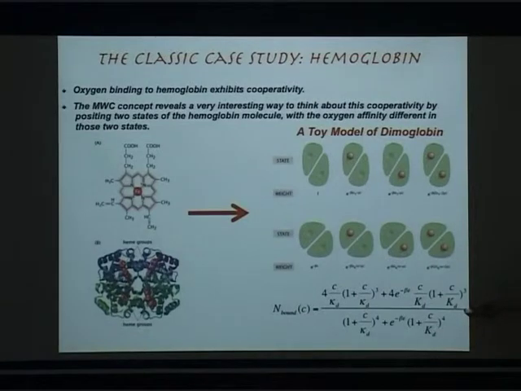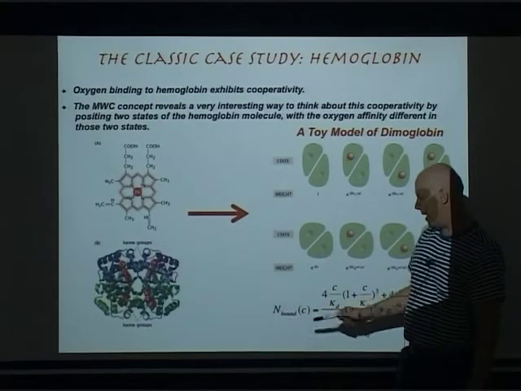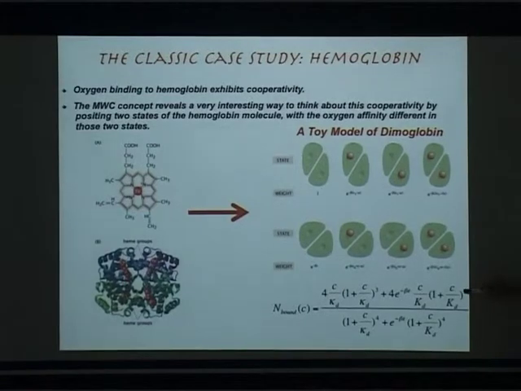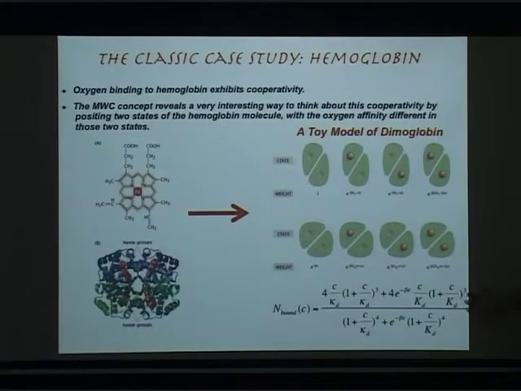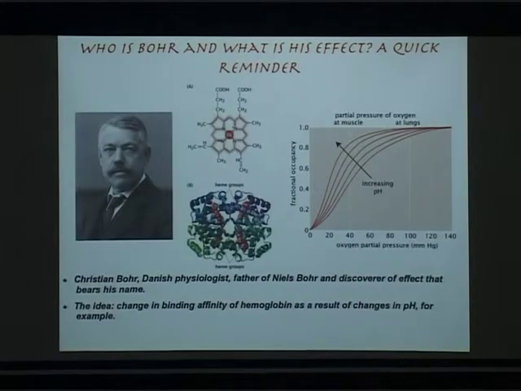And this is the equation that results for the actual hemoglobin. So what it's saying is that the number of oxygens bound as a function of oxygen concentration is given by this equation. And you can see, once again, the structure is the same as the MWC structure that I just wrote down.